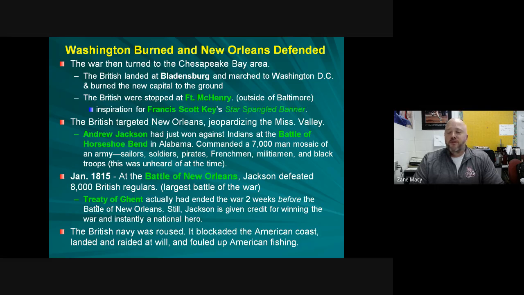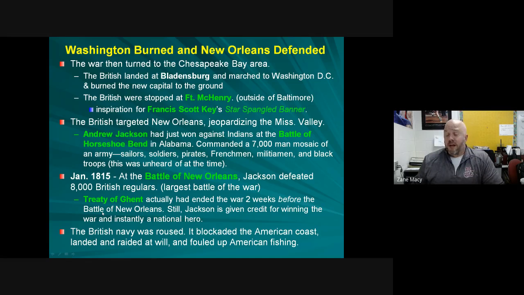Jackson is still in newspapers given credit for winning the war. He becomes a national hero. Eventually, he's going to become president of the United States, and part of that is going to be based off of his popularity because he was a national hero from the Battle of New Orleans. But it's still funny that he gets credit for winning the war for the United States, but officially the war had ended 2 weeks before that battle even took place.